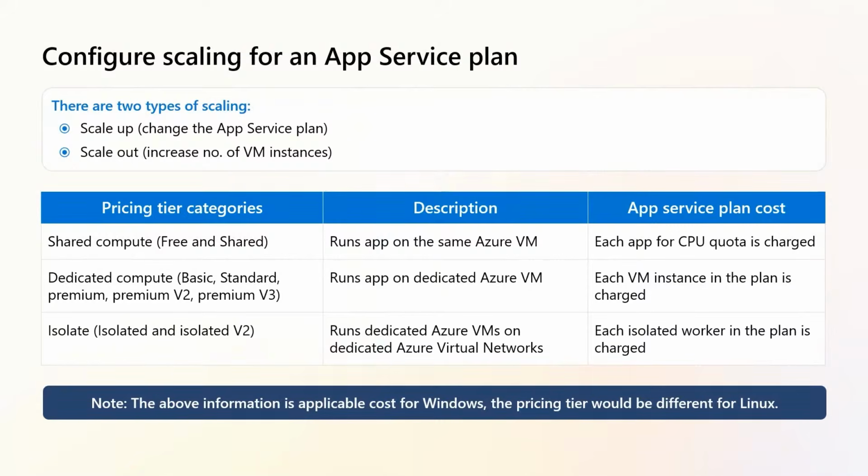App service scaling is also important and it comes in two flavors. Scale up, or vertical scaling, changes the plan, tier, and VM size, while scale out, or horizontal scaling, increases the number of VM instances. For the exam, it is important to know the three pricing tier categories: shared compute charges per CPU quota, dedicated compute charges per VM instance, and isolated charges per worker. For the exam, understand which tier supports which scaling option and the cost implications of each choice.